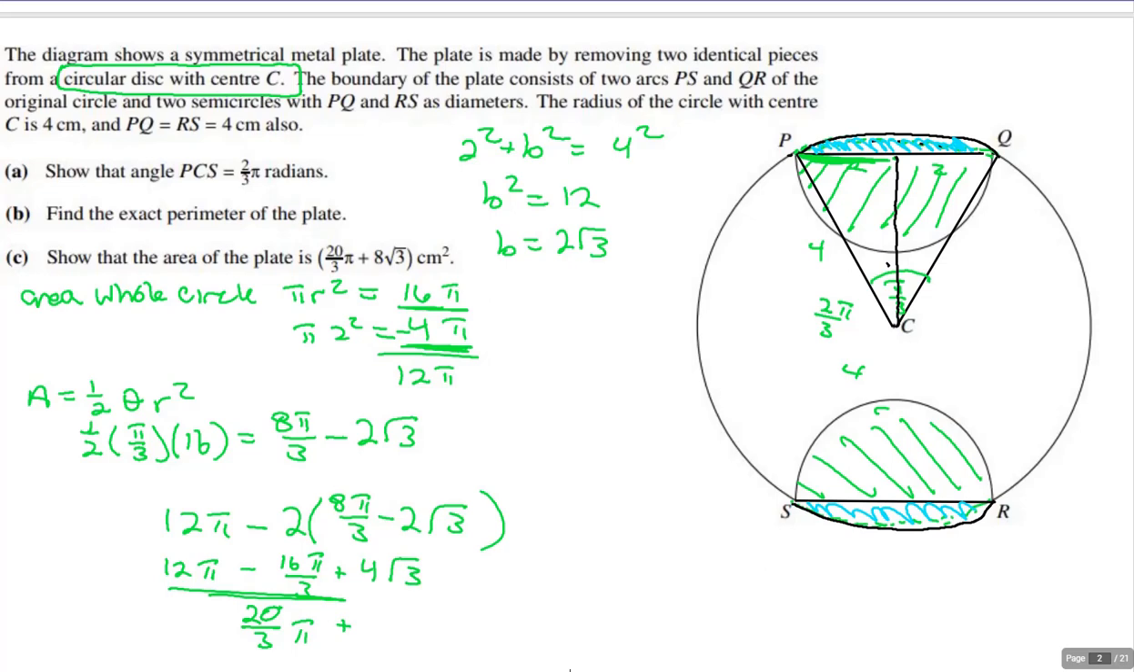Wait a minute, did we do this right? Yeah. So then this is going to be plus 4 square root of 3, right? Yeah.